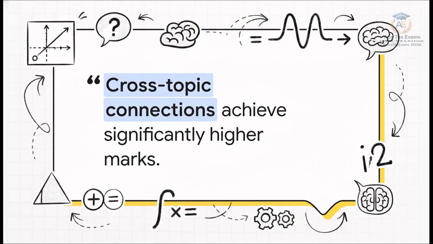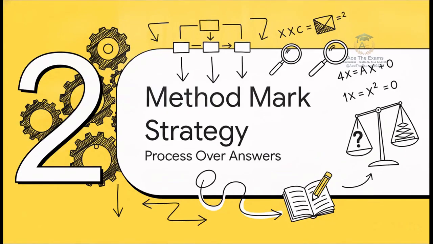Mastering the fundamentals means recognizing that we are never just doing one single type of math here. When you explicitly show your working for the coordinate geometry step before smoothly transitioning into the calculus step, examiners absolutely love it. They heavily reward that analytical depth. Which perfectly brings us to Section 2, the method mark strategy. This is all about prioritizing the process over the final numbers.